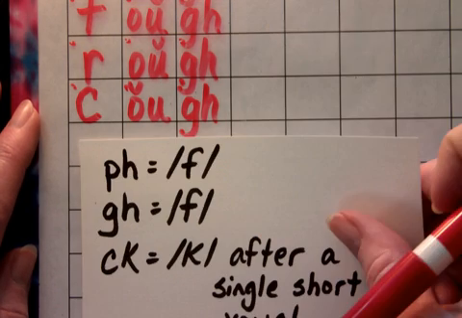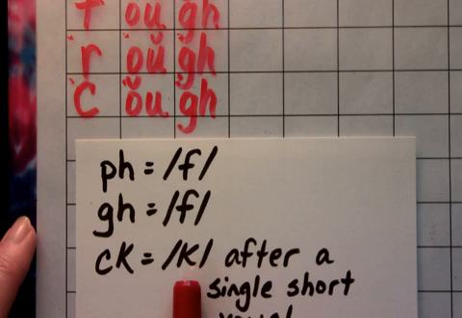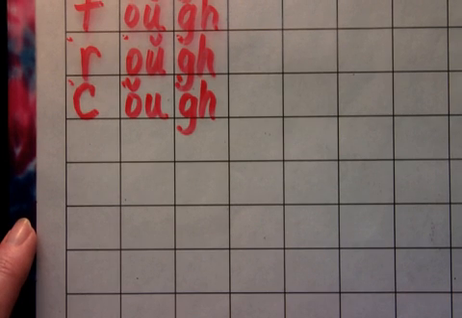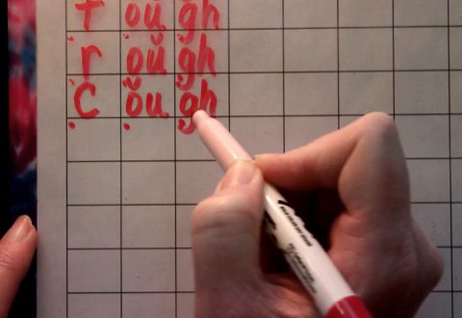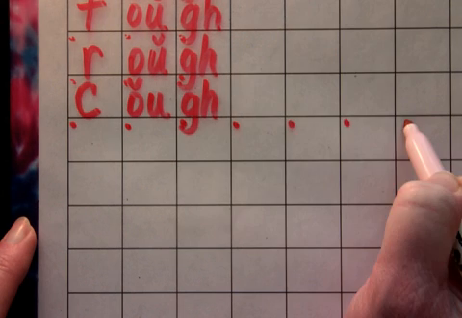The next words we'll do are organized by the CK. CK representing the K sound after a single short vowel. The first one we'll do actually has 2 of those. Back, track. That's a compound word. Back, b-ack. Track, t-r-ack.